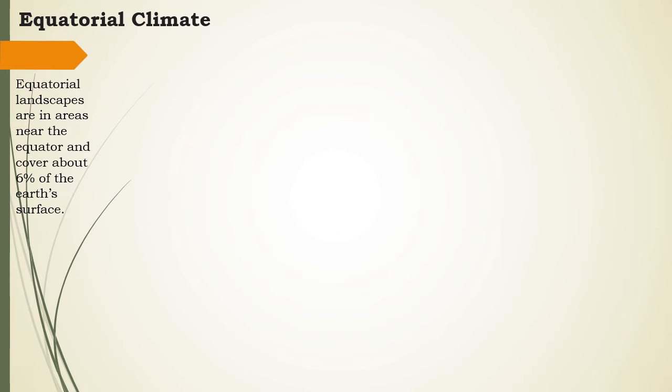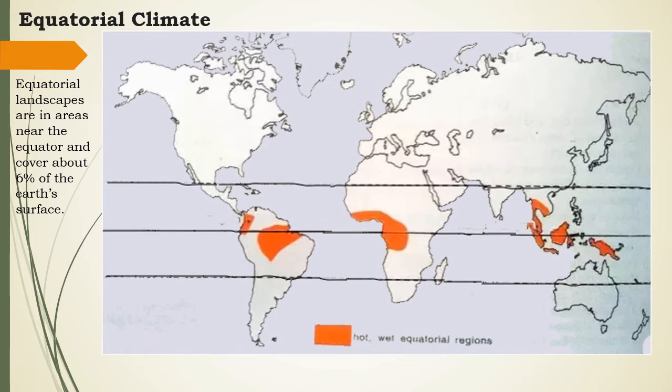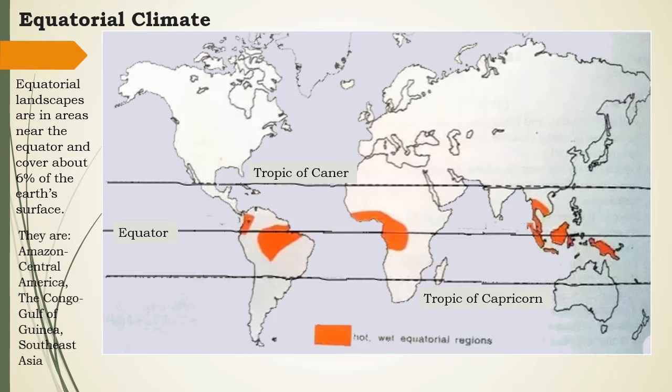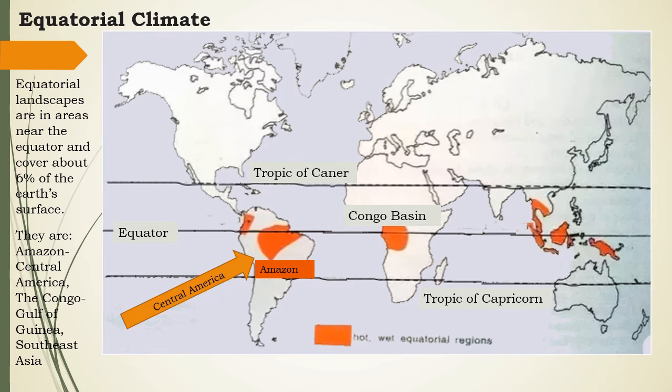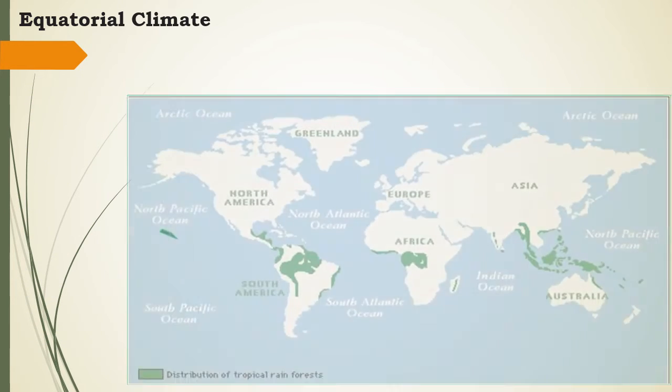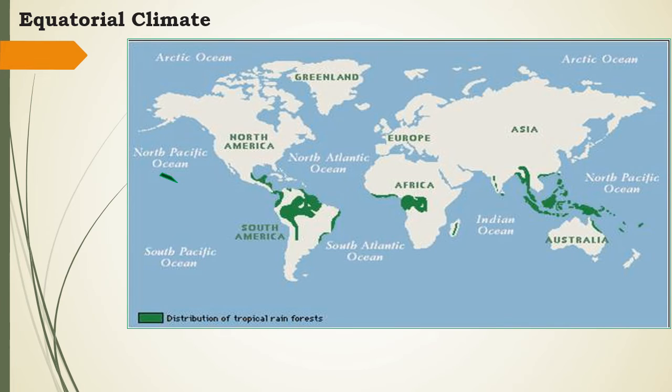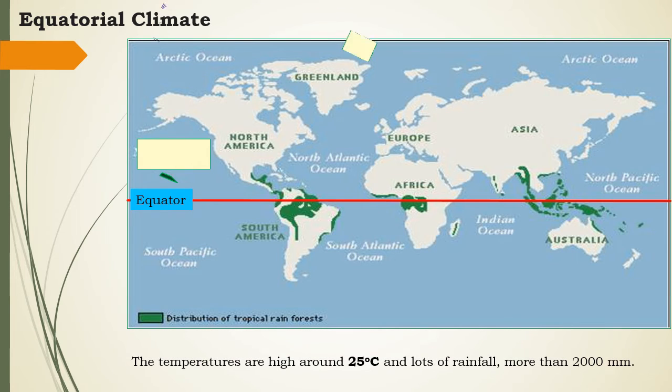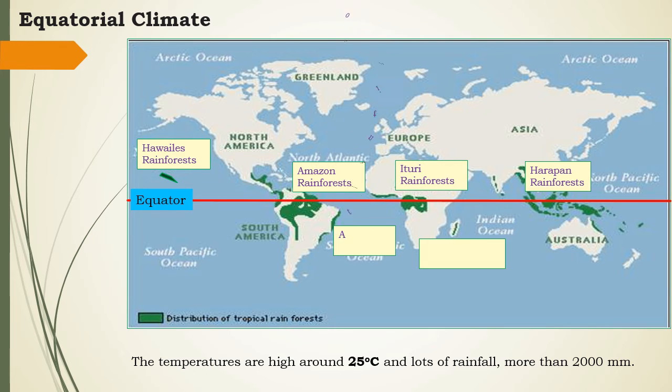Equatorial climate. Equatorial landscapes are in areas near the equator and cover about 6% of the Earth's surface. They are the Amazon in South America, the Congo, Gulf of Guinea, and Southeast Asia. Now in front of you there is an equatorial climates map which shows you the distribution of tropical rainforest. The temperatures are high, around 25 degrees centigrade, with lots of rainfall, more than 2000 millimeters.